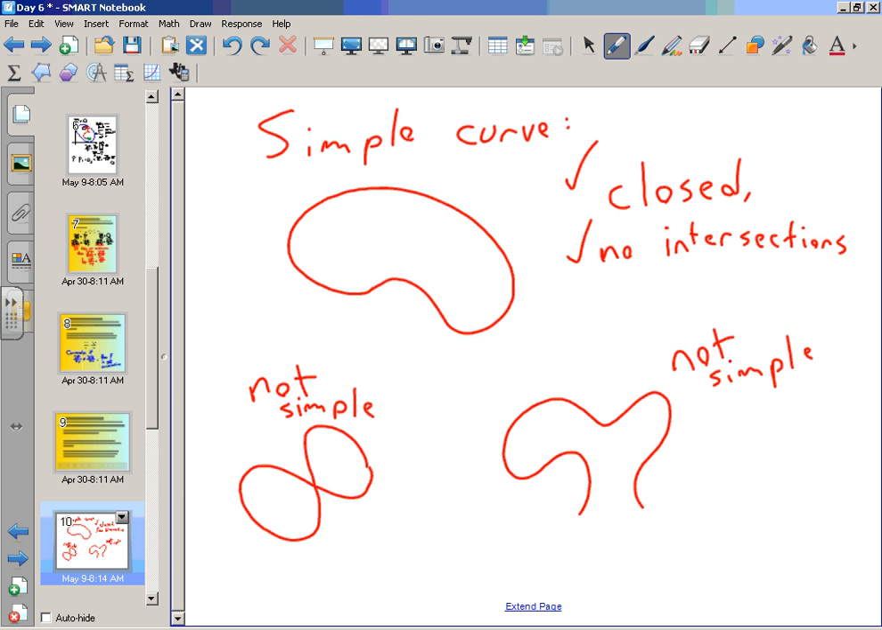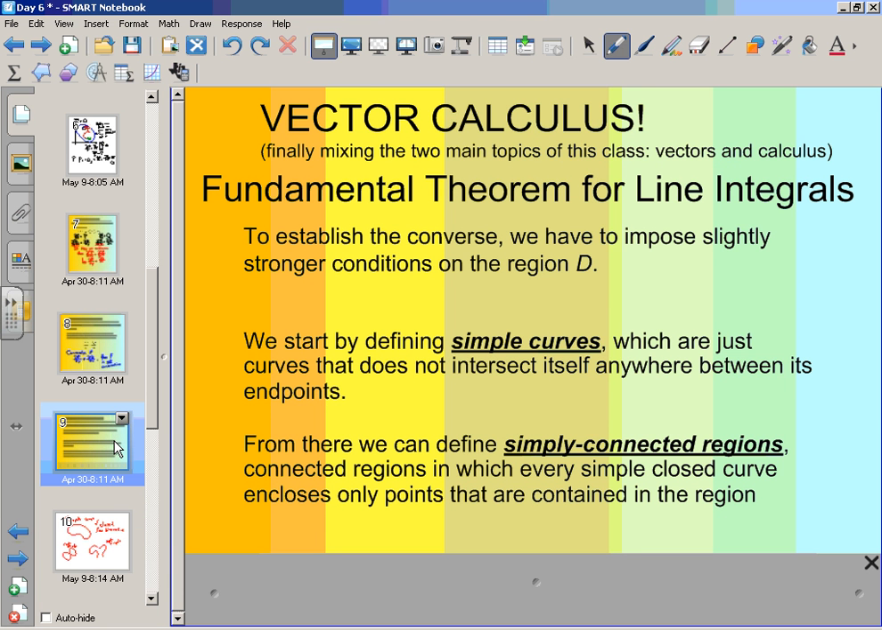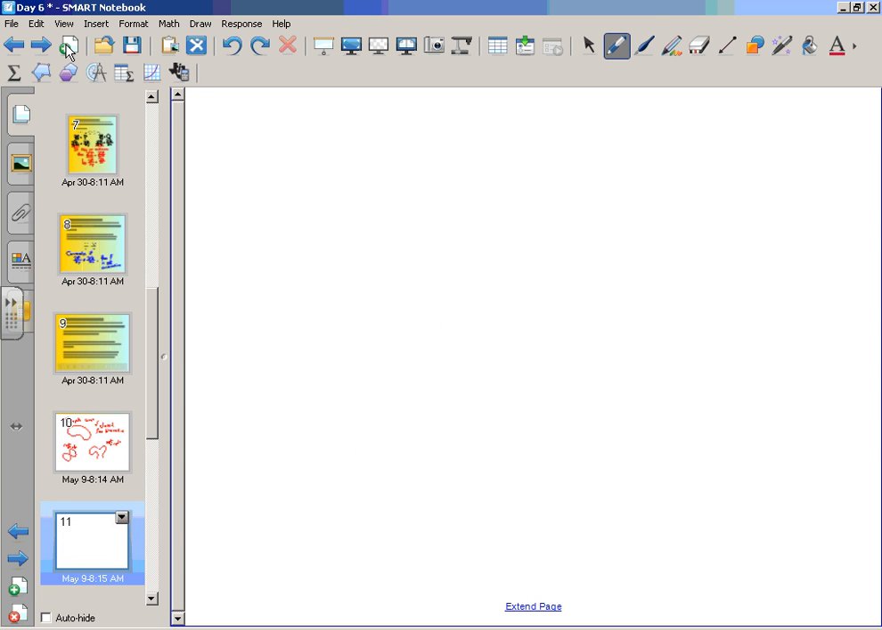So it has to be both closed and have no intersections for it to be a simple curve. And then from that we can define a simply connected region, which is just one where every simple closed curve only has points that are in the region. And what does that really mean? What it really comes down to is that there aren't any holes in the region.